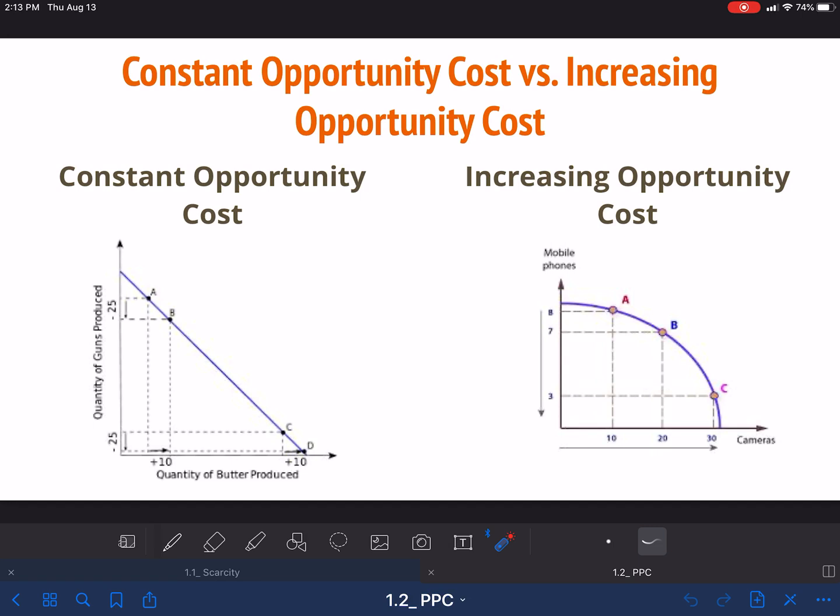So there's two different ways that we can draw the production possibilities curve. We can draw it to reflect a constant opportunity cost, meaning as we move up and down the efficiency curve, we're losing a constant amount.